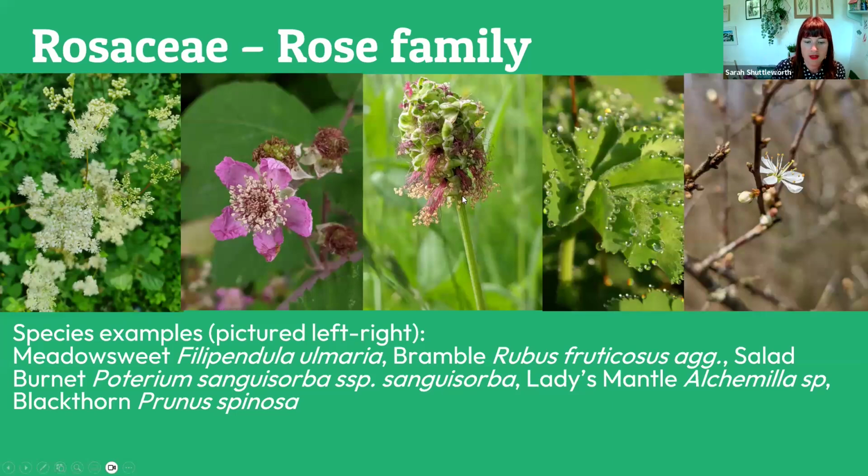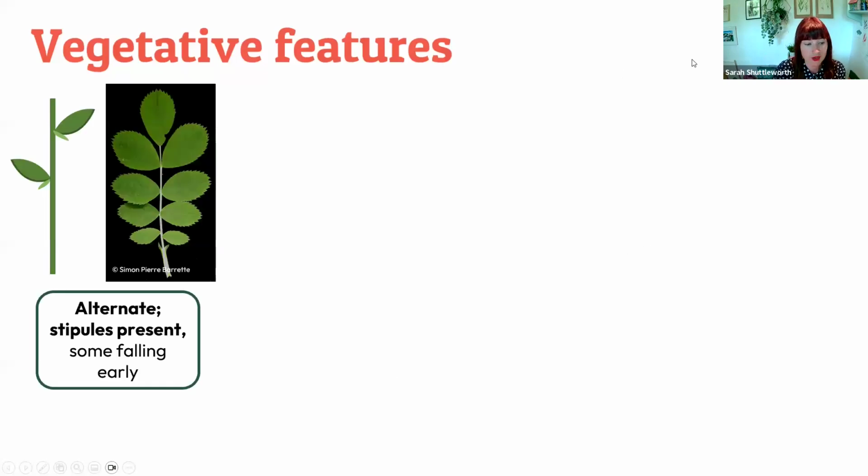Similarly with something like the salad burnet or the lady's mantle. But we'll see that there are some general rules that you can follow to know that that's the family you've got. So we'll start with the vegetative features first. So again, this is another one with alternate leaves, not opposite, and we do always have stipules in this family, but it's worth noting that sometimes they fall off, which isn't very helpful. So if you're using a key and it wanted to know about stipules and they've fallen off, that's going to be difficult, but usually it would tell you that they fall early for that species, for example.